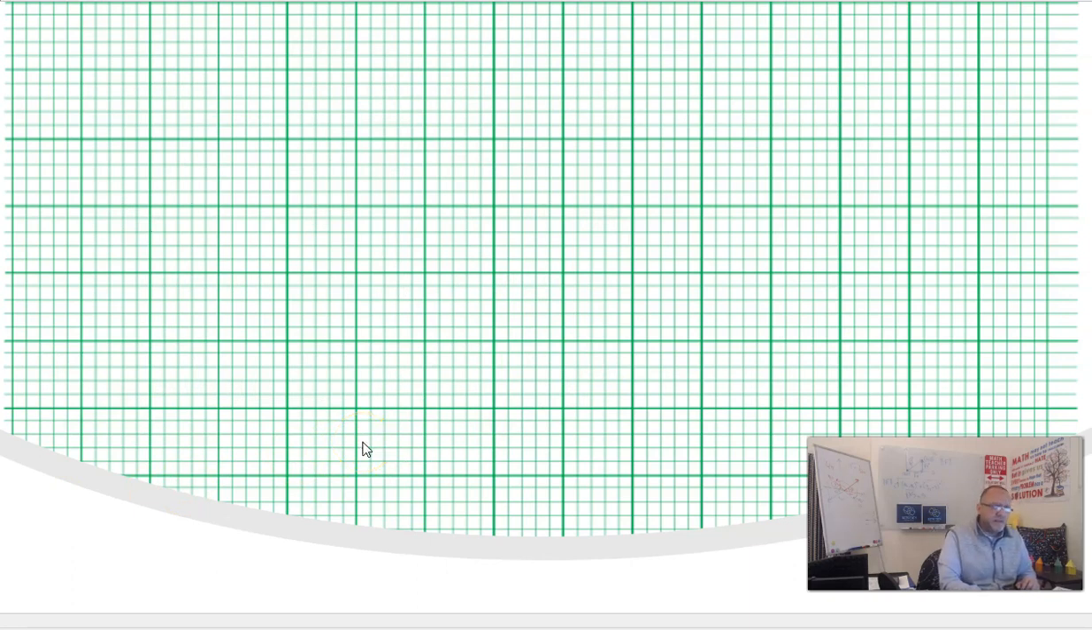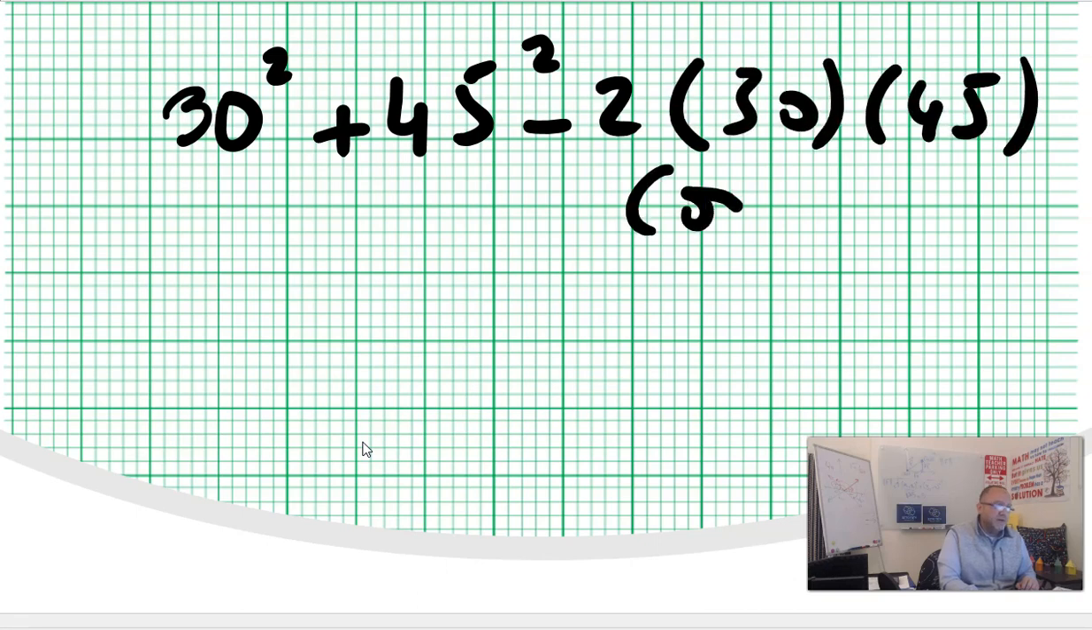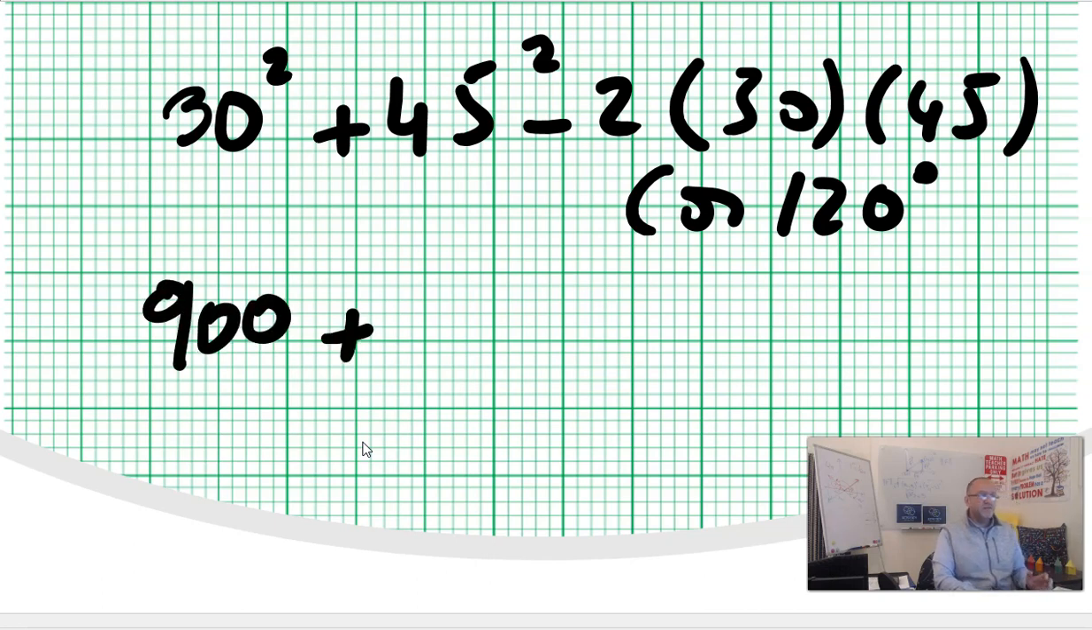So c squared, or the resulting vector, AB squared, equals the first side, 30 squared, plus 45 squared, minus 2 times 30 times 45 times cosine of 120. Now, what's cosine of 120? First of all, what's 30 squared? Even if you're allowed to use a calculator, you don't need a calculator here in the beginning, maybe at the end. It's 900. What's 45 squared?